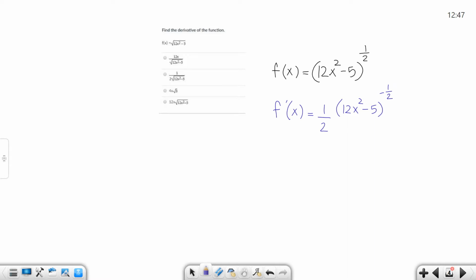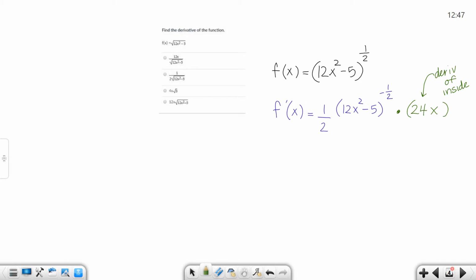Don't stop there. Stopping there is one of your multiple choice answers. Do not fall for that trick. Remember that you have to do the derivative of the inside. So the derivative of the inside would be 24x. That's the major problem. Don't forget the derivative of the inside.